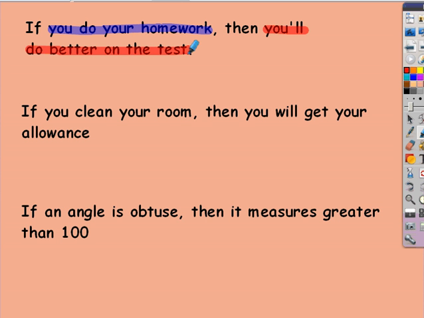The next one, if you clean your room, then you will get your allowance. So again, the hypothesis is after the word if. There's your hypothesis. And the conclusion is after the word then. There's my conclusion. Of course, on the last one as well, if an angle is obtuse, then it measures greater than 100. Same idea. Hypothesis always after the word if. Conclusion always after the word then.